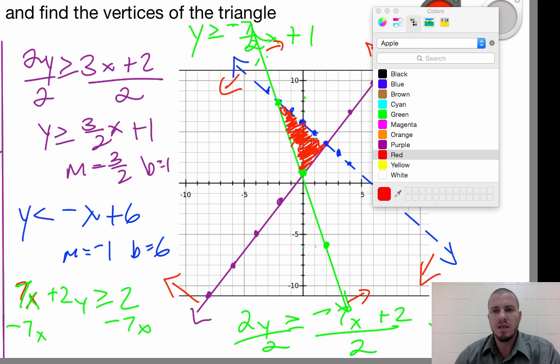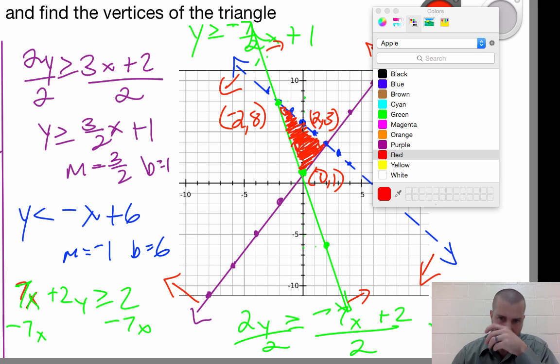And the vertices of the triangle that it makes, this one is -2, 8. I have the point 0, 1, and this point is 2, +3. And those are the 3 vertices for the triangle that those 3 lines created.